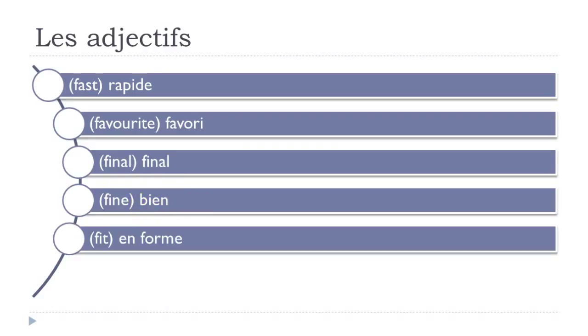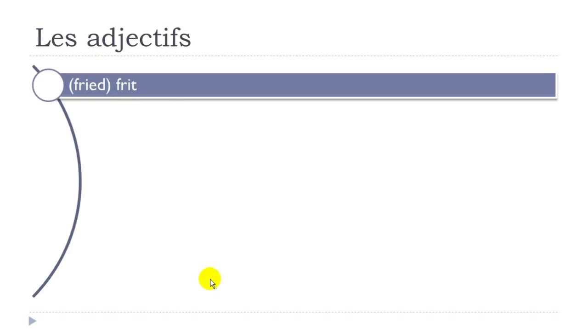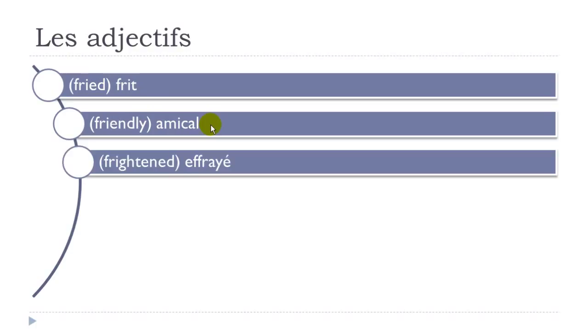En forme. Brumeux. Okay, final X not pronounced, so you get this E and then U. Brumeux. Free. Final T not pronounced. Amical. Effrayé. Okay, remember, double F, so you open the E, so effrayé. And here you get this frayé, effrayé.